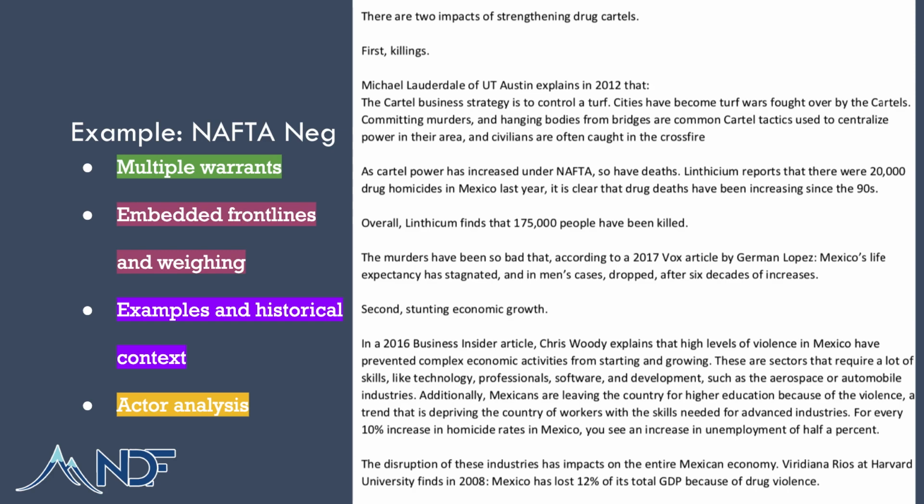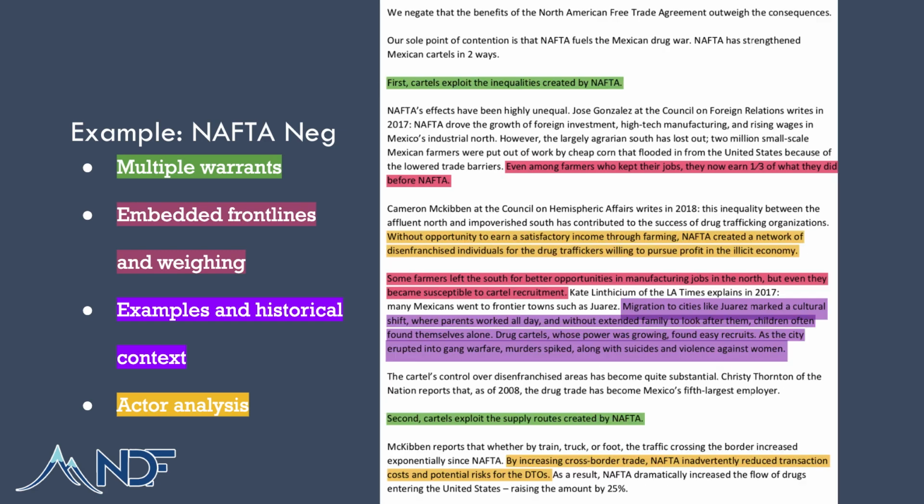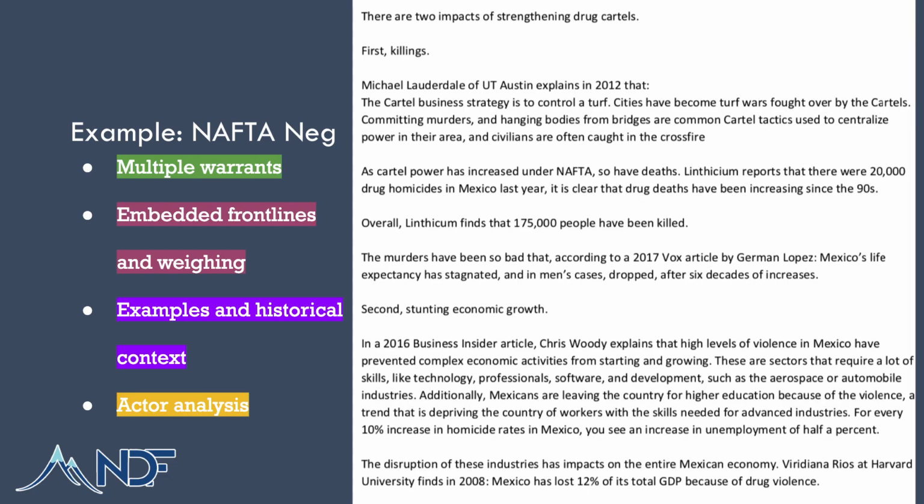How about multiple warrants? This is like a super easy one. Someone who hasn't spoken yet. Like at the top, you say it threatens cartels and communities, and then exploiting inequality and exploiting environments. The other example of multiple warrants, oh, it's right here. We said there's two impacts. These are warrants, right? Impacts are also warrants. They're warrants for why it's bad, right?